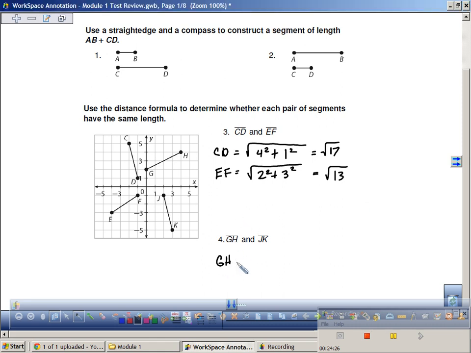GH. What's the measure of GH? 2 squared plus what? Are you guys doing better at that? Yeah? Much better?